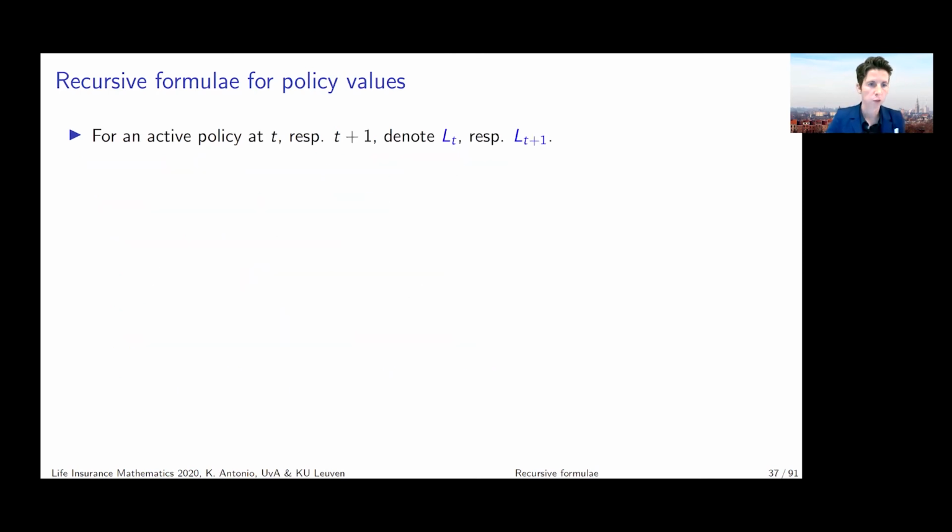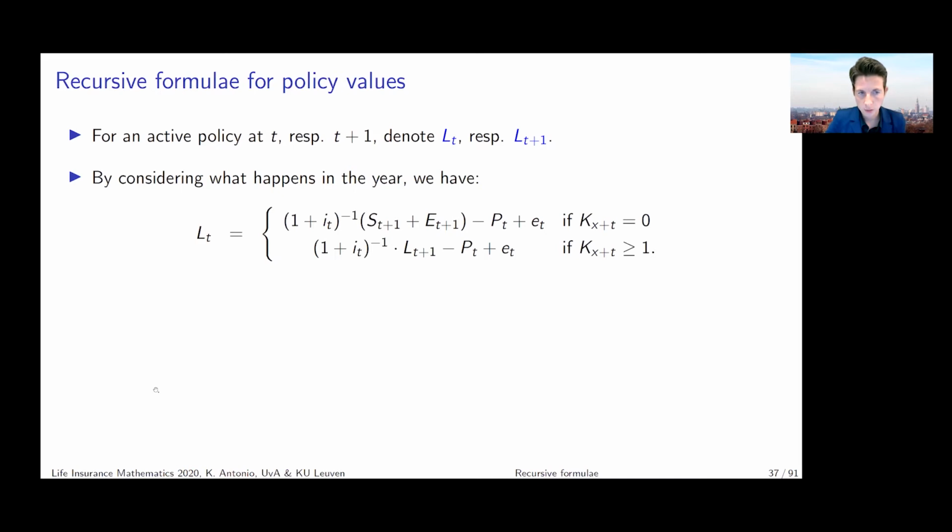So what are we now going to do? We're going to reflect upon an active policy at time t and an active policy at time t plus 1. We know that the future loss random variable at time t, that is the variable L_t, right? That's something we discussed in the lecture on Monday. So if we look at what is happening in the year t plus 1, so between time t and t plus 1, then there are two scenarios that can unfold over time. Namely, either my policyholder survives until time t plus 1, or my policyholder dies between time t and t plus 1, right?